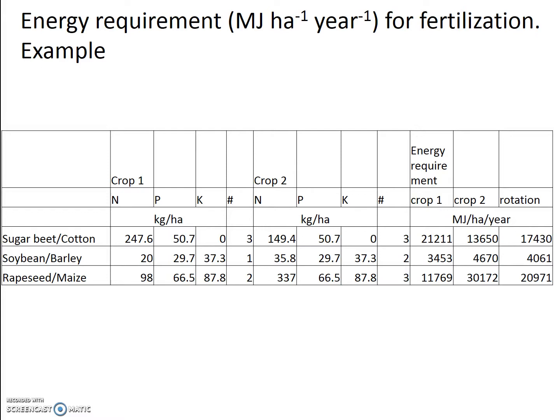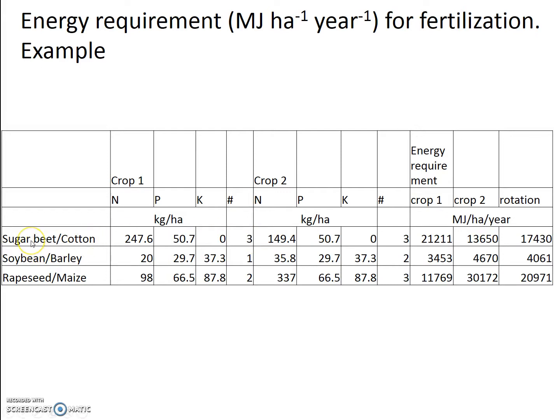Let's see an example of the energy requirements for fertilizing different crop rotations. Here we consider 3 different rotations under irrigation in southern Spain: sugar beet, cotton; soybean, barley; or rapeseed, maize. Here in the table we have the total amounts of nitrogen, phosphorus, and potassium applied to the first crop of the rotation, and the amounts applied to the second crop. Here we also indicate the number of applications.